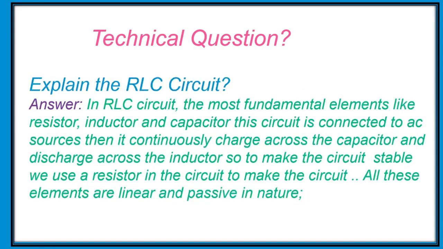Explain the RLC circuit. Answer. RLC circuit has the most fundamental elements: resistor, inductor, and capacitor. This circuit is connected to an AC source. Then it continuously charges across the capacitor and discharges across the inductor. So to make the circuit stable, we use a resistor in the circuit. All of these elements are linear and passive in nature.